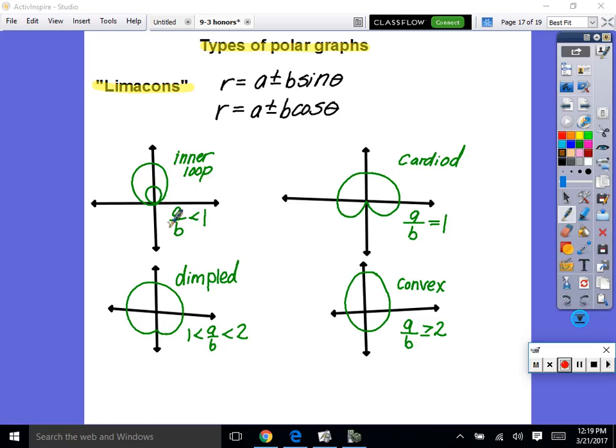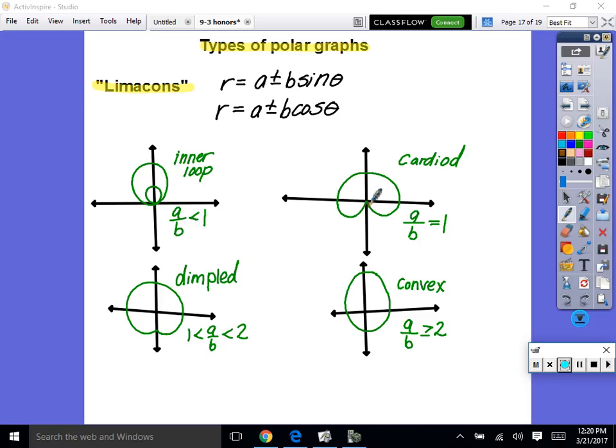Looking at the picture, this is called a cardioid because this looks like a heart. It's actually called a cardioid. So it's starting at 0, which means it must be sine. Think about sine. Sine starts at 0, right? So that's definitely a sine function since it starts at 0, and it's symmetric over the pi-half axis. If a divided by b equals 1, it's going to be a cardioid and actually touch down. This is called dimpled. Notice the little dimple isn't clear up to the polar axis.